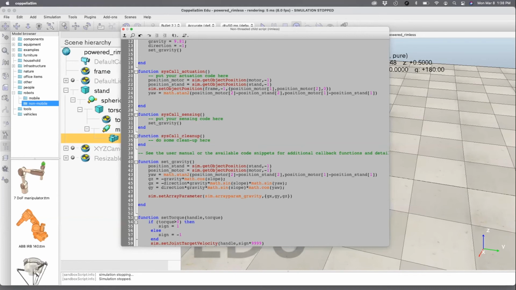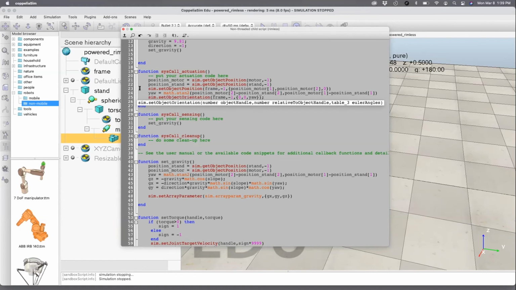So what I do is I set the orientation. So sim set object orientation. In this case, the object is the frame. I want it with respect to the world frame, and then I need to give the Euler angles for that rotation. The Euler angle, as said, is just one rotation about the z-axis. So 0 for x, 0 for y, and for z it's going to be yaw.